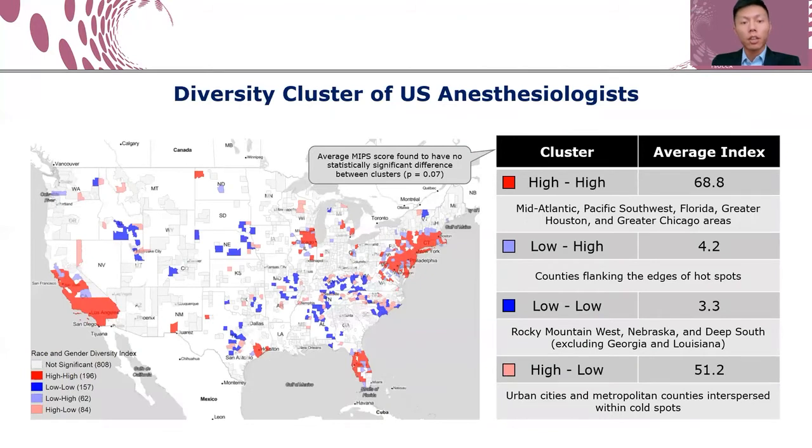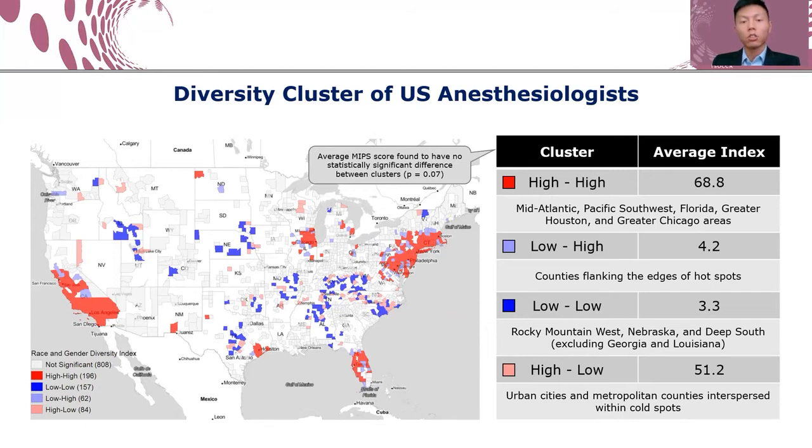Now for the results, here is the distribution of diversity clusters across the US. Overall, hotspots are predominantly located in the Mid-Atlantic, Pacific Southwest, Florida, Greater Houston, and Greater Chicago area, whereas cold spots were in the Rocky Mountain West, Nebraska, Deep South, and in addition, this map also identifies the low-high craters, which tend to be rural counties flanking the hotspots, as well as the high-low mountaintops, which are metropolitan counties interspersed within the cold spots.